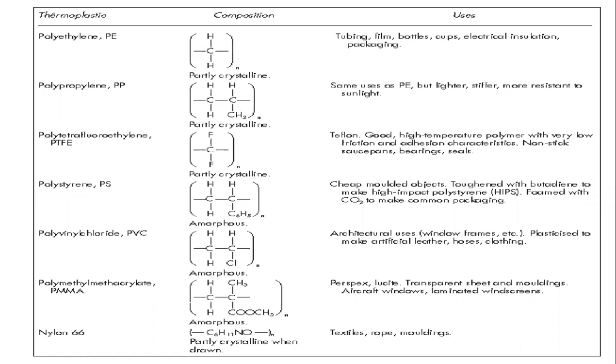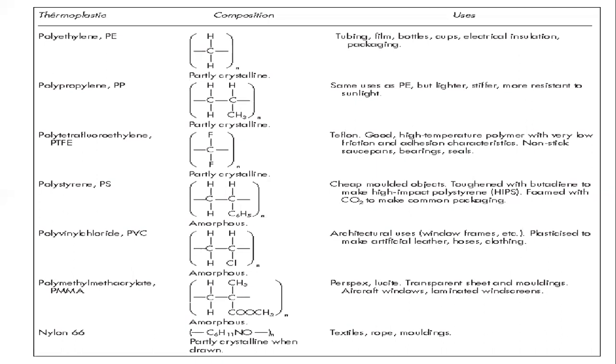So these are daily home needs, different home applications. Mainly we are using it in bottles, cups, electrical insulation and packaging. Packaging means a thin film cover is used, that is called plastic cover. So plastic cover is used in packaging.